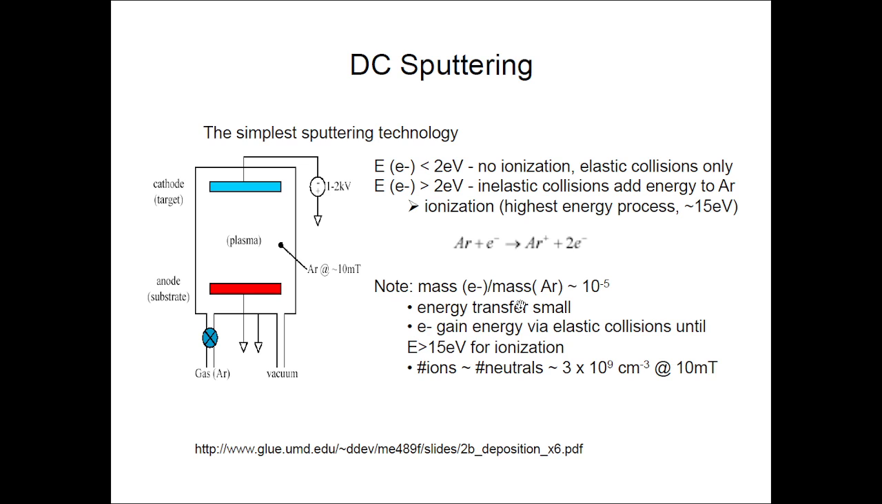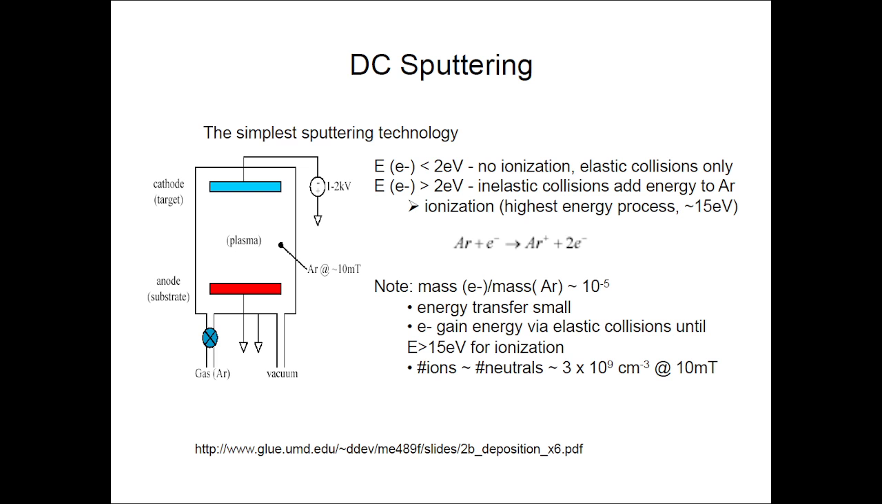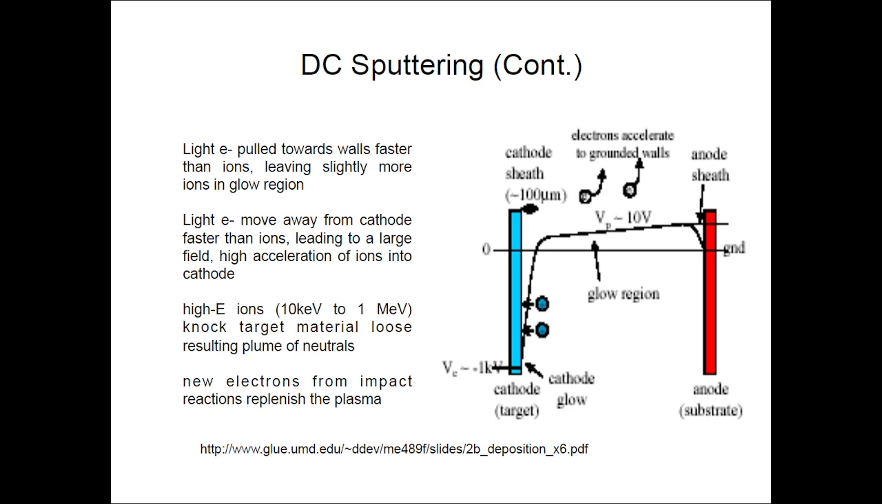The energy transfer: the electron gains energy via collision, and the electron needs to be greater than 15 electron volt for the ionization process. So the voltage applied here is a DC voltage, and the light electrons will be pulled toward the anode faster than the ions, which leaves slightly more ions in the glow region.